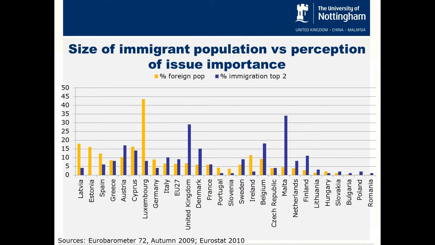What we can see here is we're basically looking visually for a correlation, and what we find is there isn't one. And if you ran a statistical correlation, you would find the size of the immigrant population is not tied to the perception of issue importance. There are a lot of other explanatory factors you would have to look for to address sources of xenophobia.